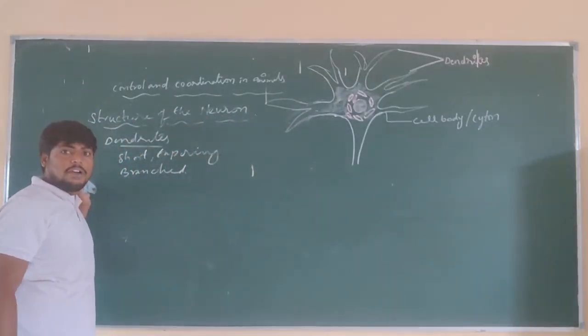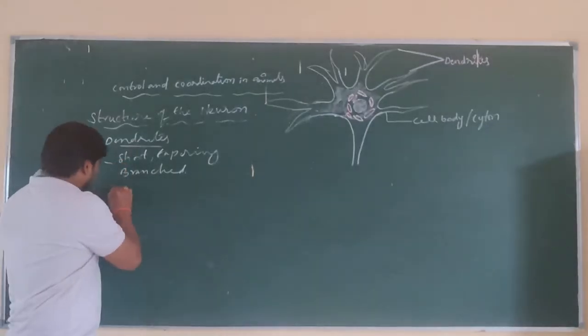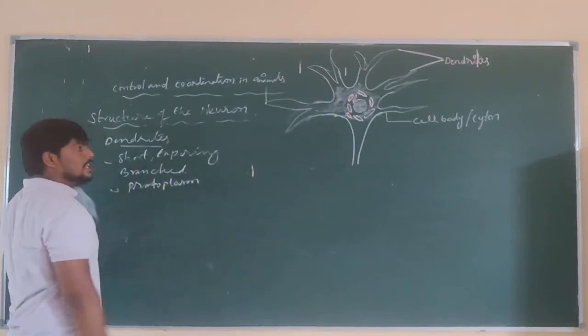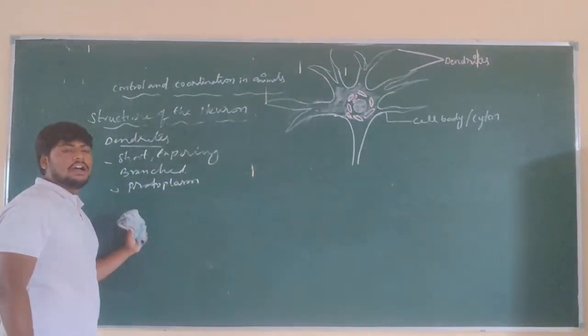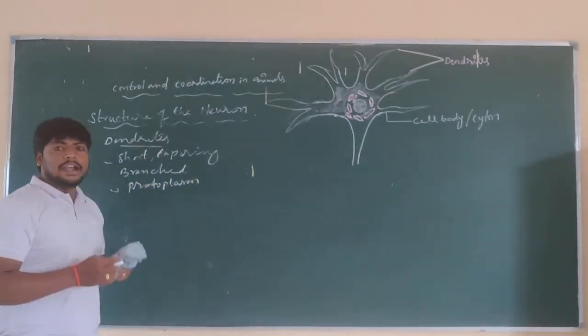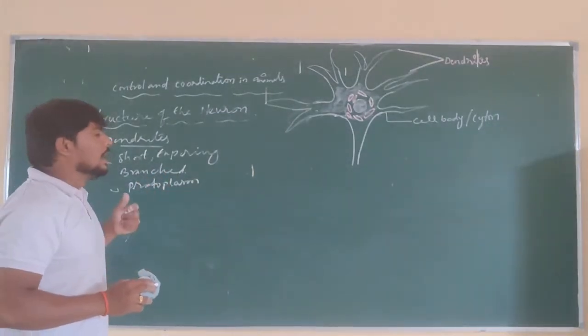It also consists of protoplasm. So dendrites also consist of protoplasm, that is cytoplasm. This protoplasm contains nerve fibers and nerve tubules. That is what dendrites are, another part of the nerve cell.